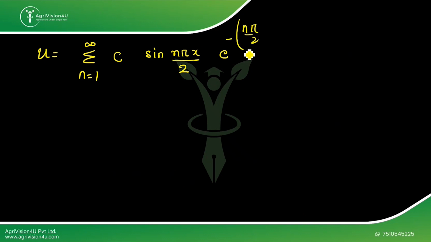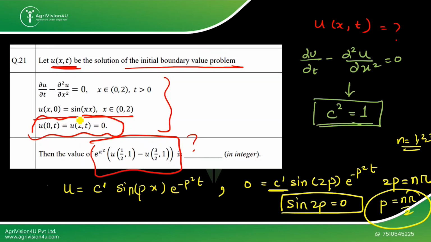So you can write again here, u will be the summation from n equals 1 to infinity, some constant times sin(n pi x by 2) e to the power minus (n pi by 2) squared t, where you got p as n pi by 2. Again, see the other condition that is given to u: u(x, 0) is equal to sin pi x.